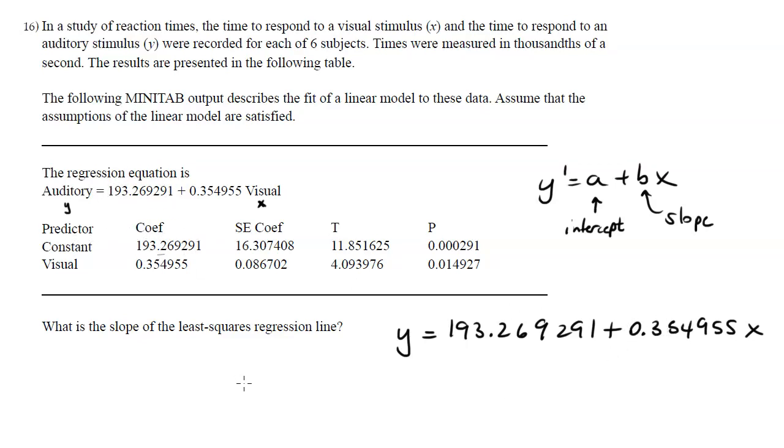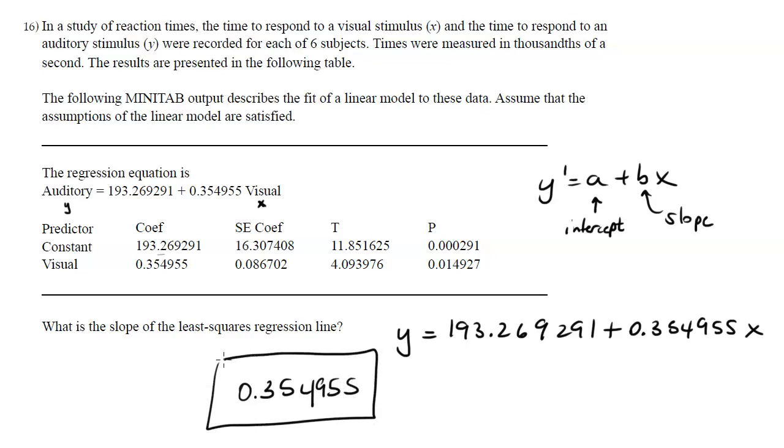And 0.3549555, that's the slope. That's the slope of my regression line. That's my slope. The number that's being multiplied by x, by my independent variable, the coefficient of visual. So that's your answer. The slope of the least squares regression line is here. The intercept of the least squares regression line is there.